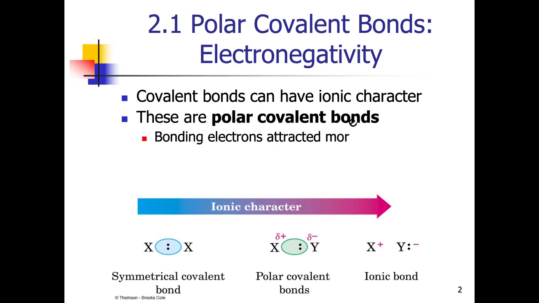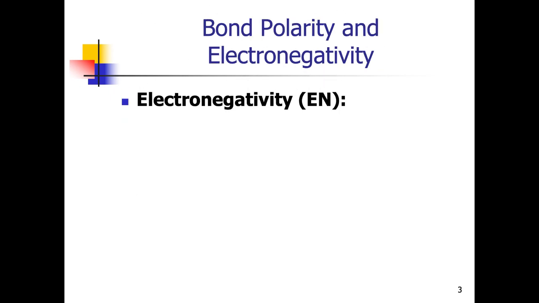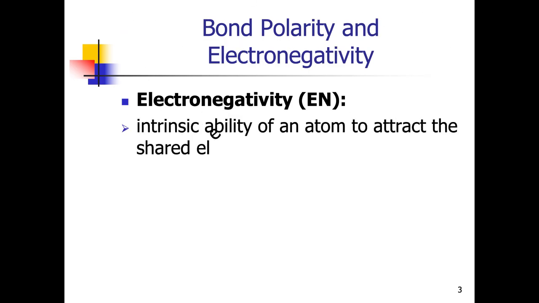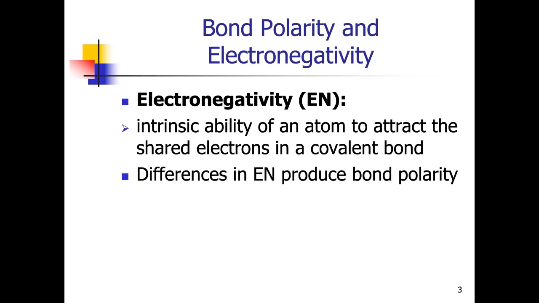Bonding electrons are attracted more strongly by one atom than by the other. Electron distribution between atoms is not symmetrical. What is electronegativity? Electronegativity is the intrinsic ability of an atom to attract the shared electrons in a covalent bond. Differences in electronegativity produce bond polarity.